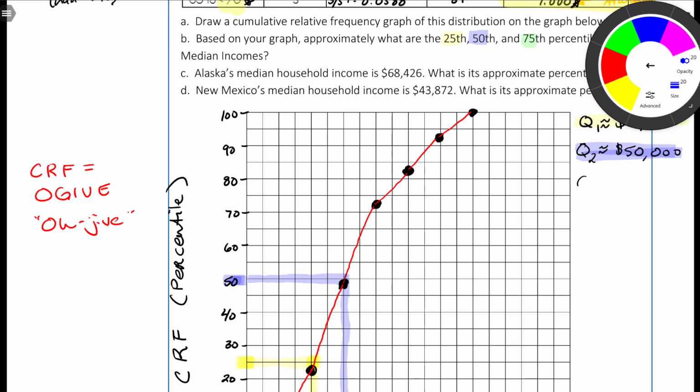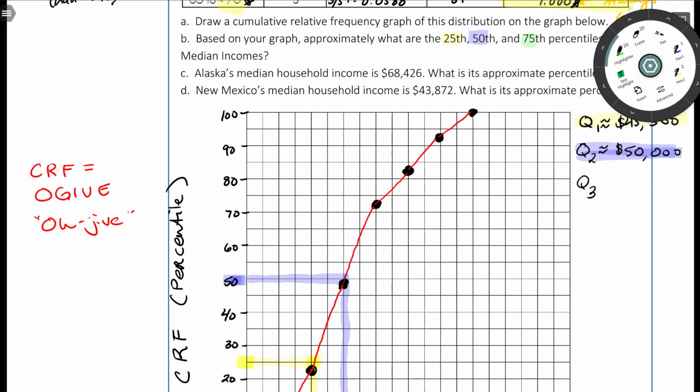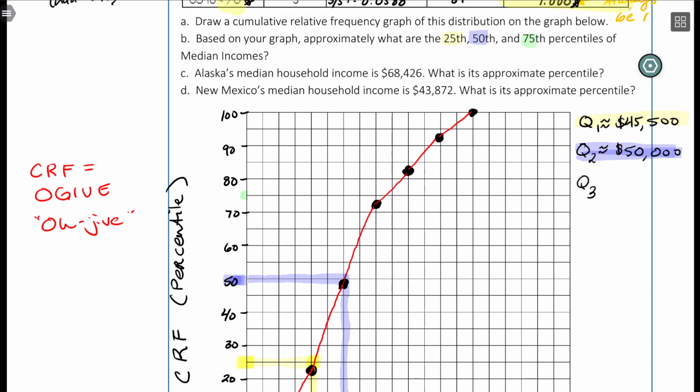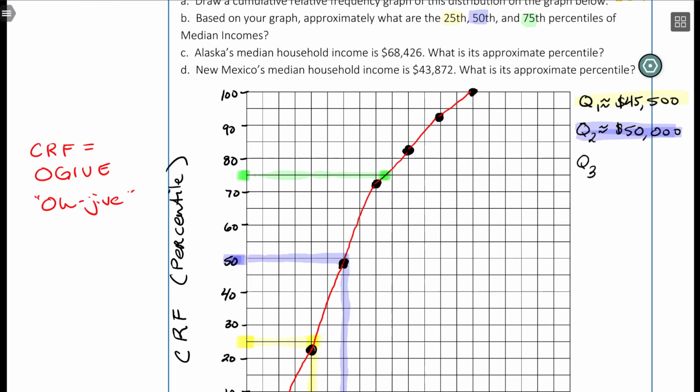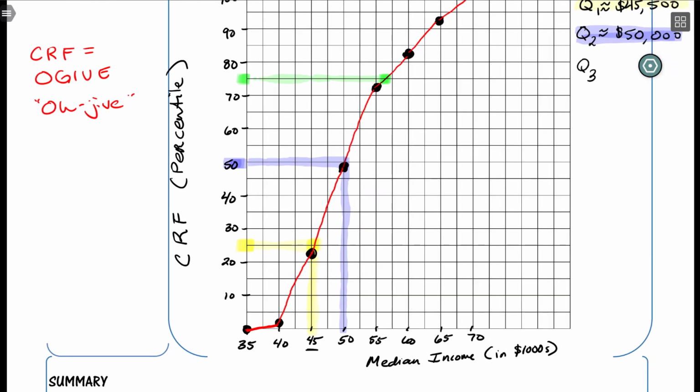Now let's look at quartile 3. Well, quartile 3 is again that 75th percentile. So looking at the 75th percentile, that's going to be right here on our y-axis. And we'll go ahead and draw, I'm going to try and draw as narrowly as I can. And that intersects the graph right here. And then we just want to drop down.